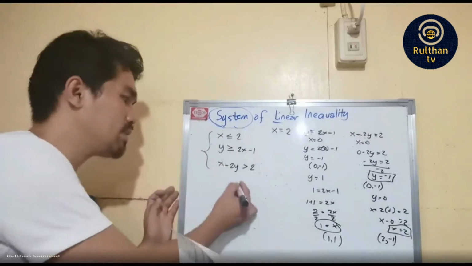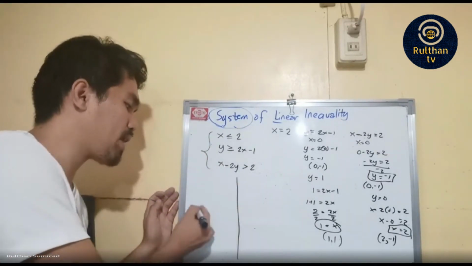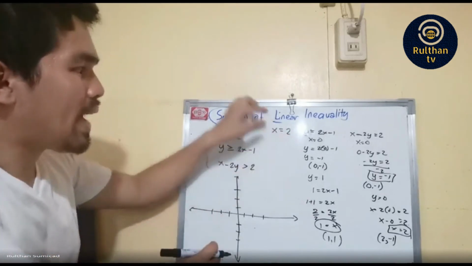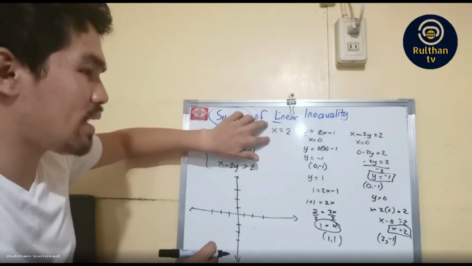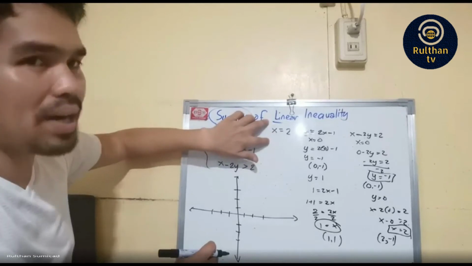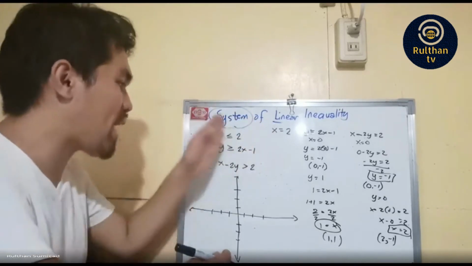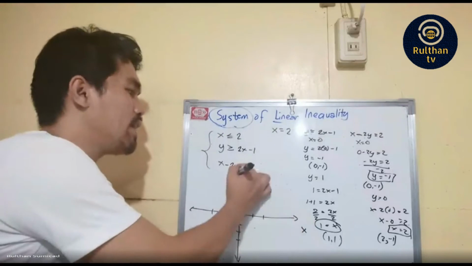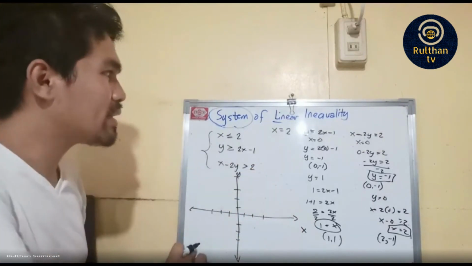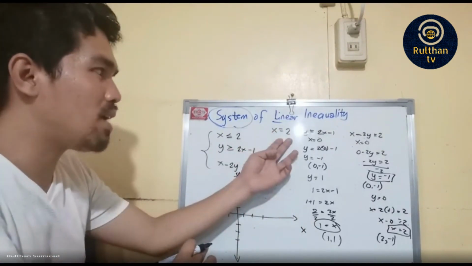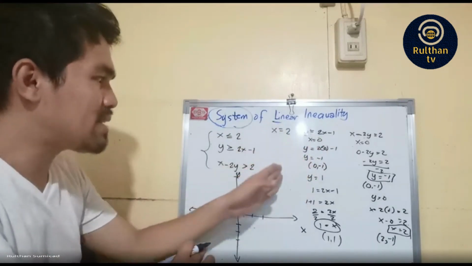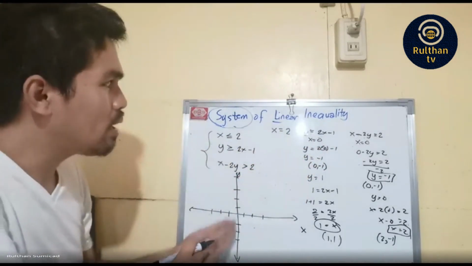So first, I have here our Cartesian plane. I'll graph first this one. I said this is x equals constant. So when you have x equals constant, our graph is a vertical line parallel to the y-axis. By the way, this is the x-axis and this is the y-axis. So when we have x equals constant, our graph is similar to this one, wherever you find it.